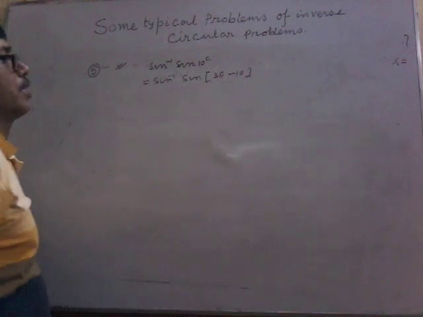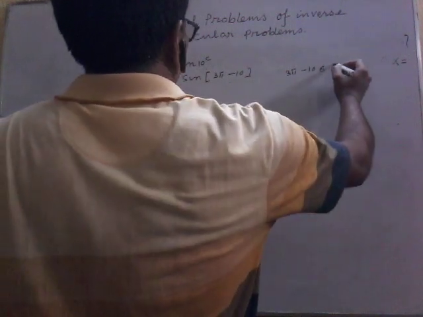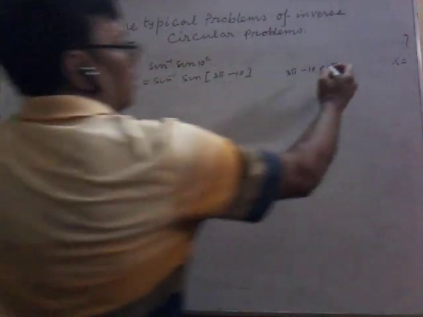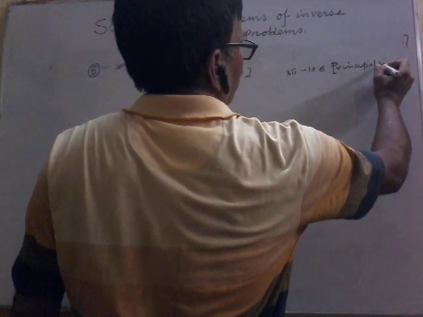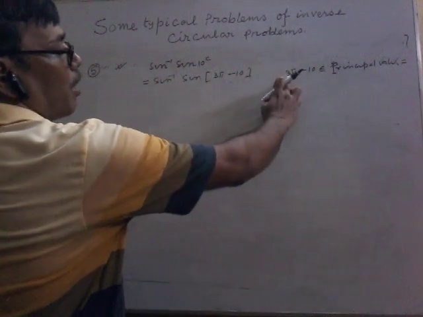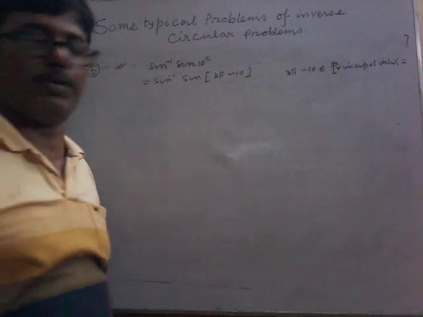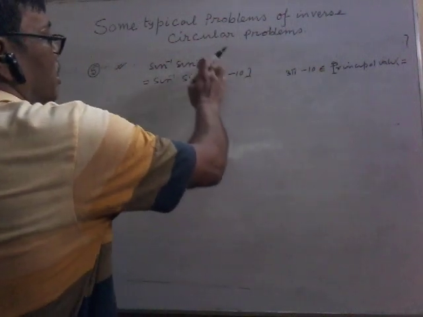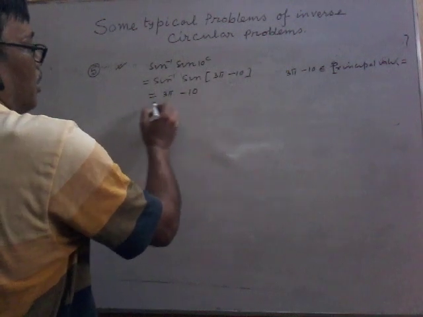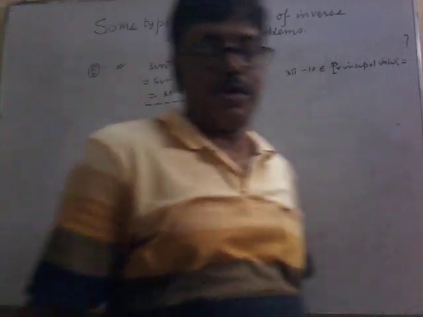3 pi minus 10 belongs to the principal value, because 3 pi is approximately 180 into 3, which is 540, and this is 570, so it lies between minus pi by 2 and plus pi by 2. So sine of (3 pi minus 10) equals sine 10. Now this belongs to the principal value. So what is the final value? 3 pi minus 10. Using this concept we use the formula.